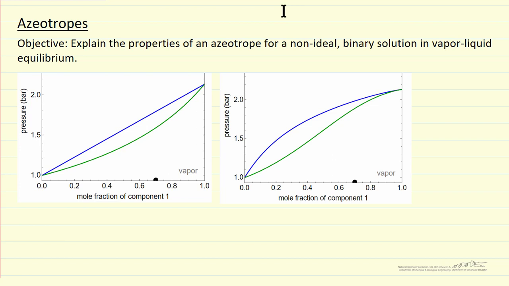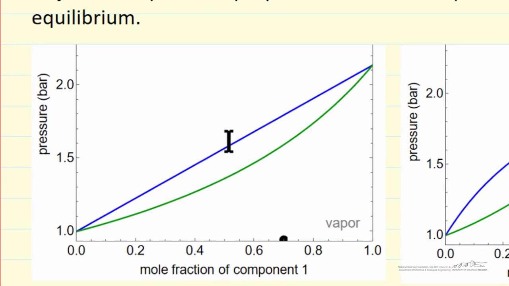I'm going to explain the properties of an azeotrope for a binary solution that's in vapor-liquid equilibrium. But first, let's start off looking at an ideal solution. This is just Raoult's law.